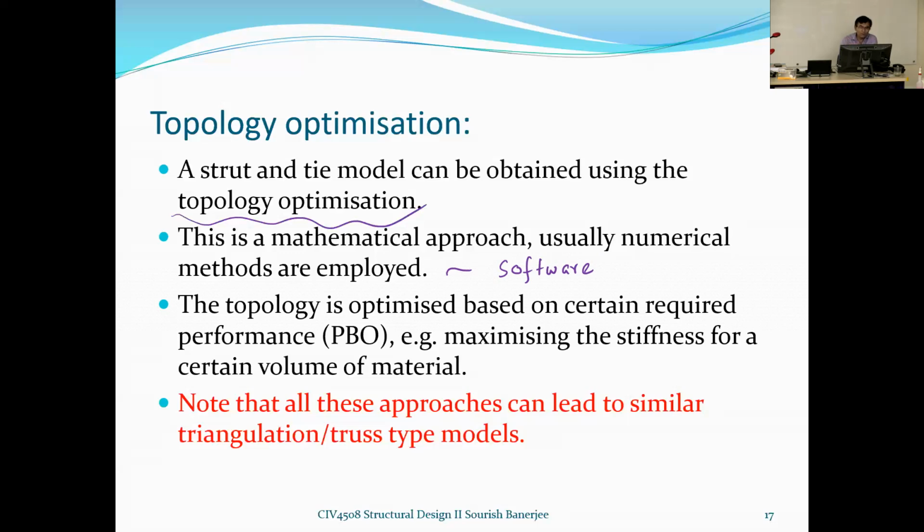Now the topology is optimized based on certain required performance. That means maximizing the stiffness, for example, for a certain volume of material. Now I'll give a quick example. This is the classical Mitchell arch problem. You can look up these things.